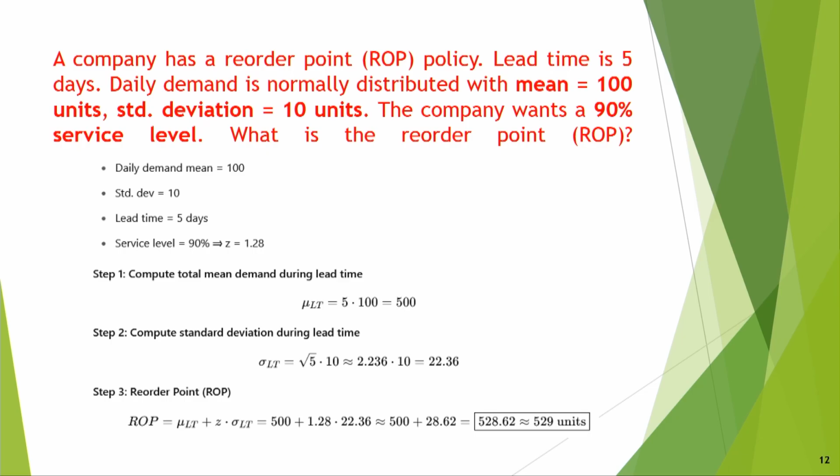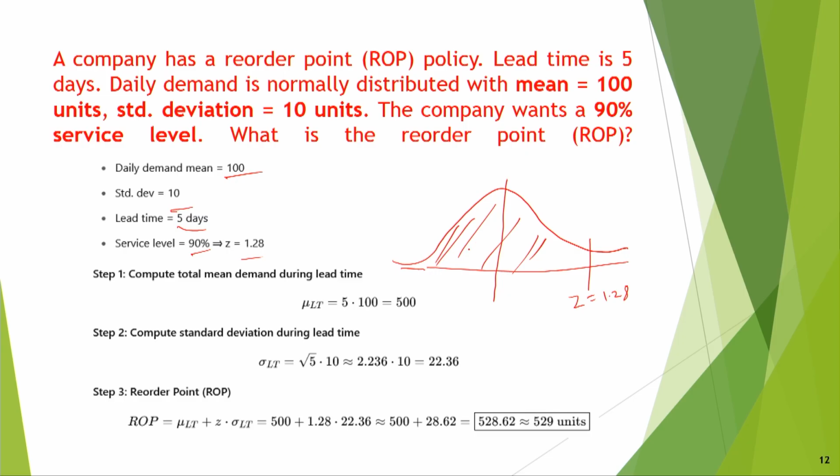So, here daily demand mean is equal to 100, standard deviation is 10, lead time is 5 days, and service level is 90%, that means probability is 0.9. Corresponding to that, Z is equal to 1.28. Up to Z equal to 1.28, you can say this area will be 90% of the total.